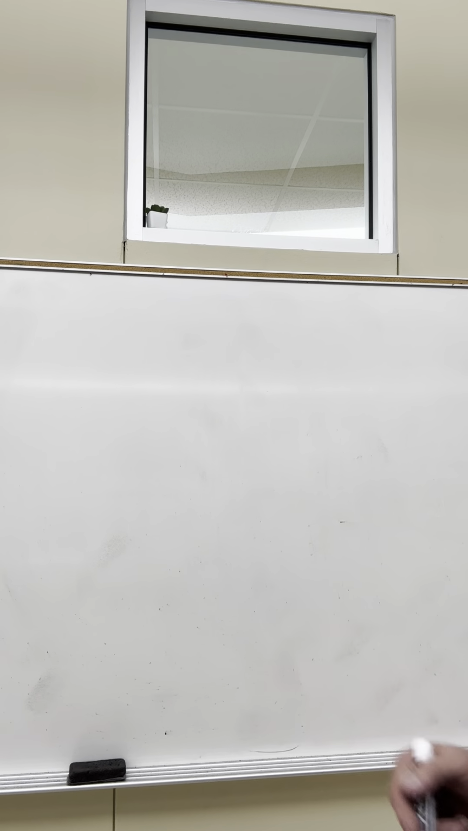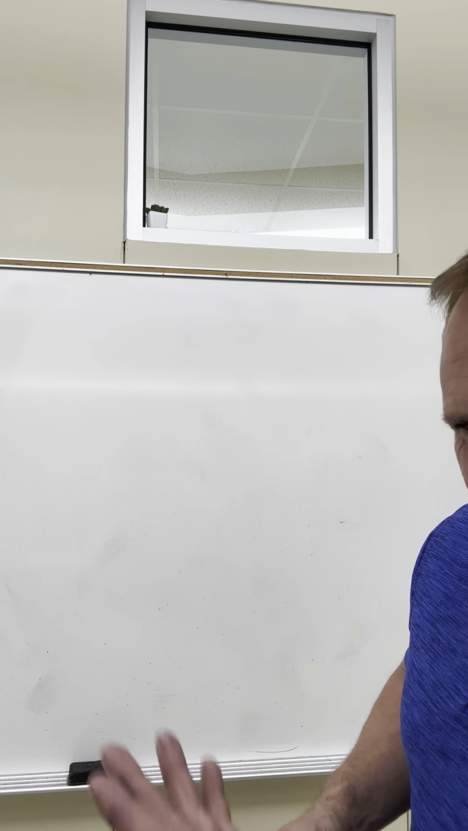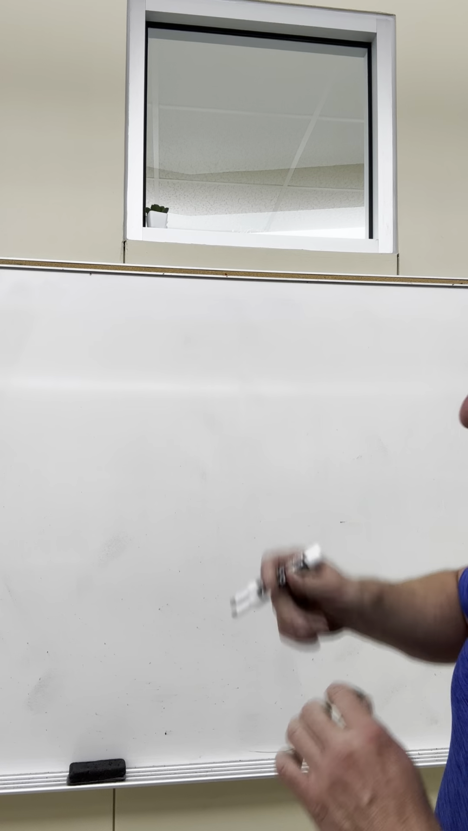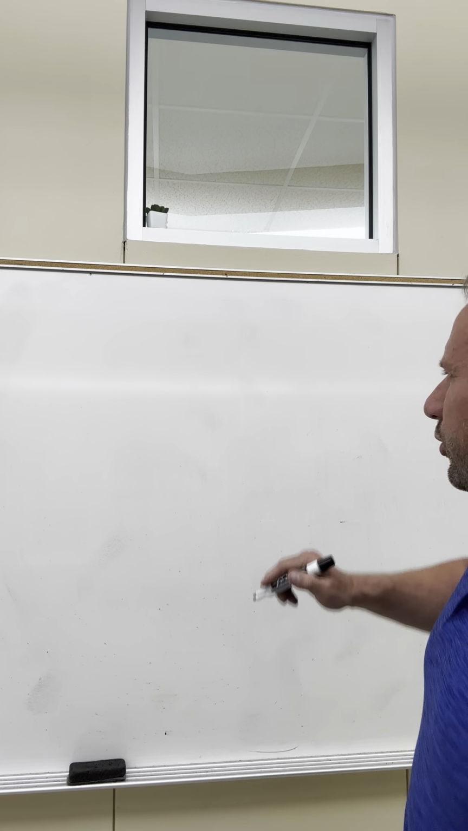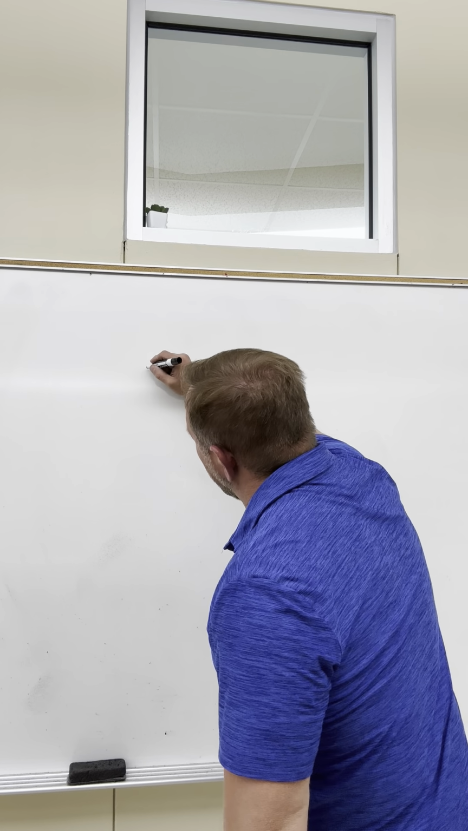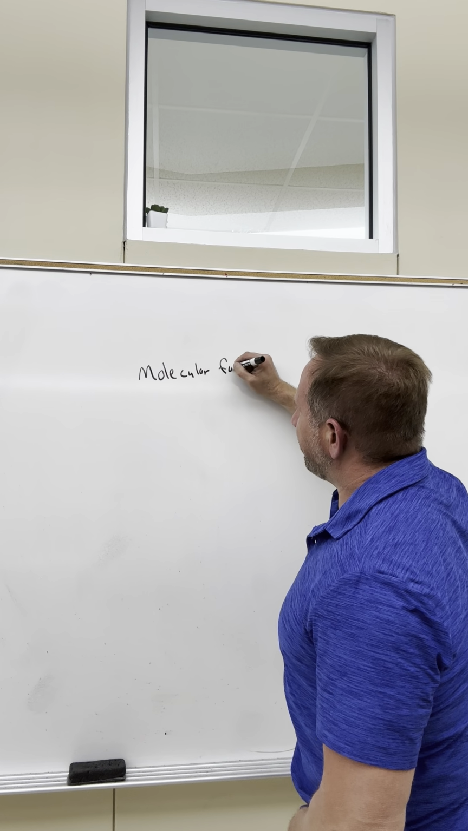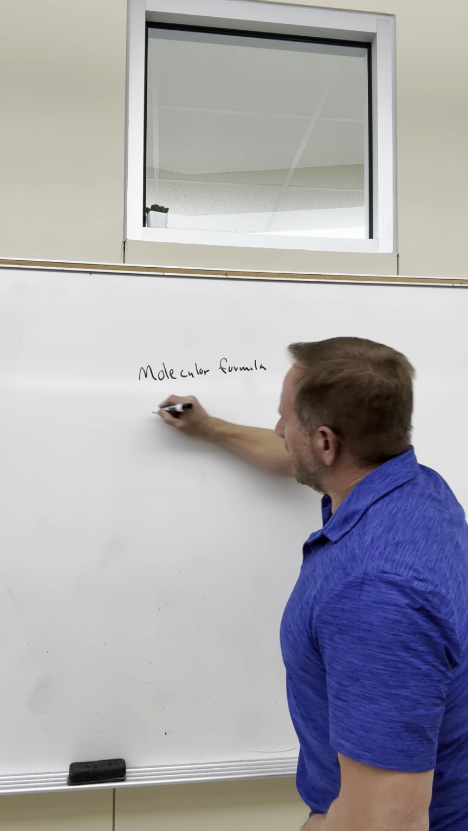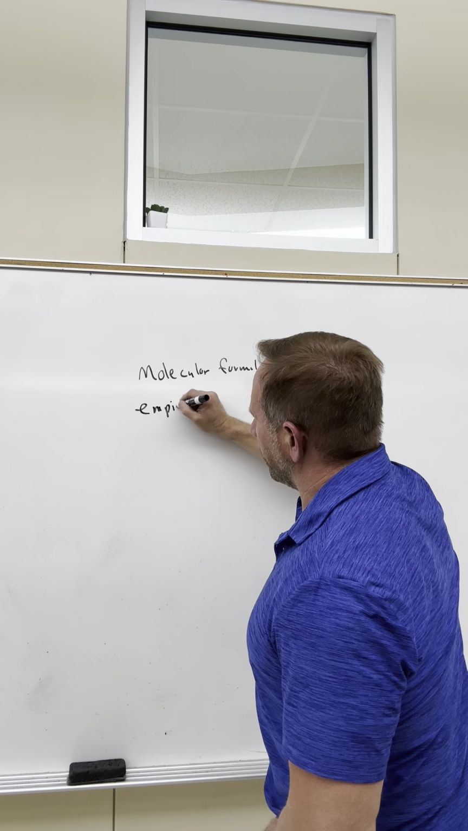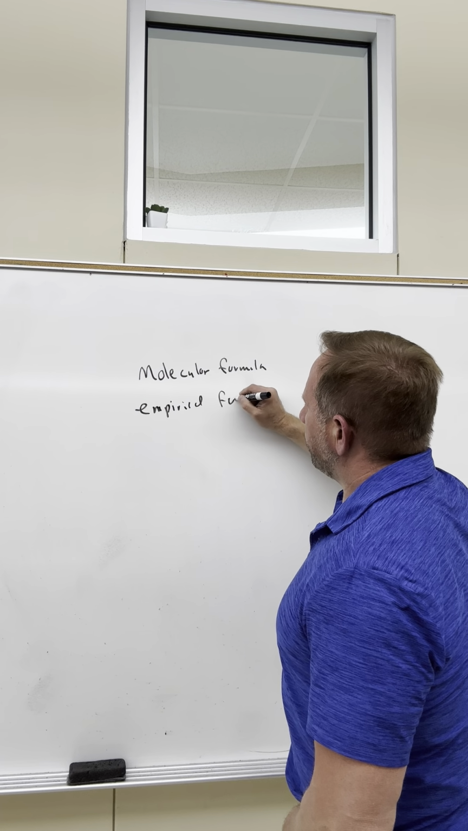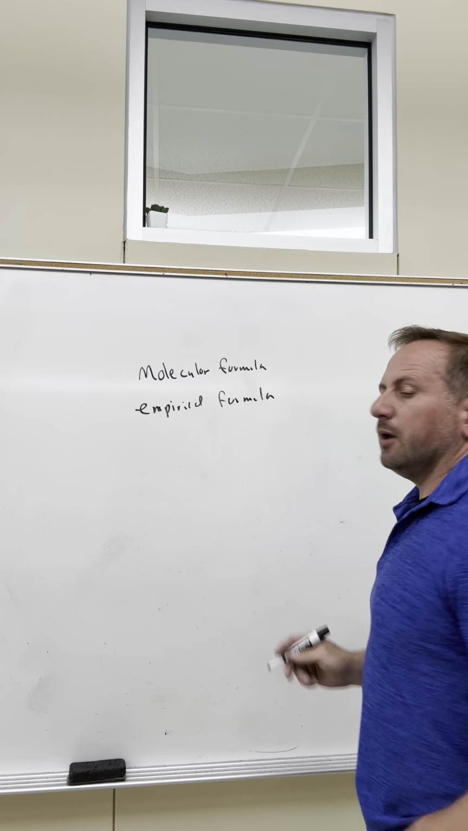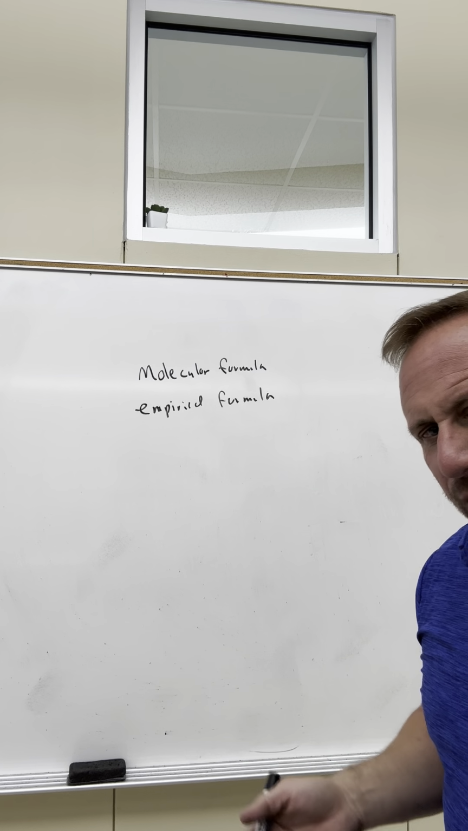All right, so that was basically how to do it. Isotopes, not really a big deal. Another idea, like I said, we're moving through these pretty quick, is this idea of you have a molecular formula and we have an empirical formula. All right, so you have a molecular formula and an empirical formula.